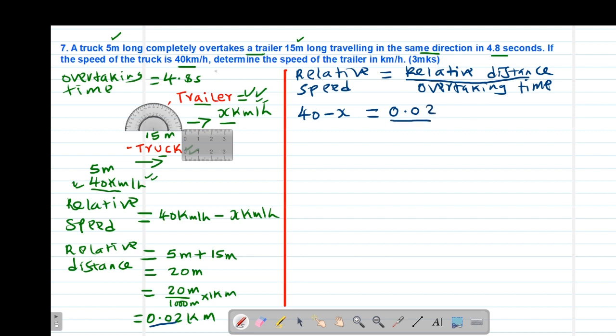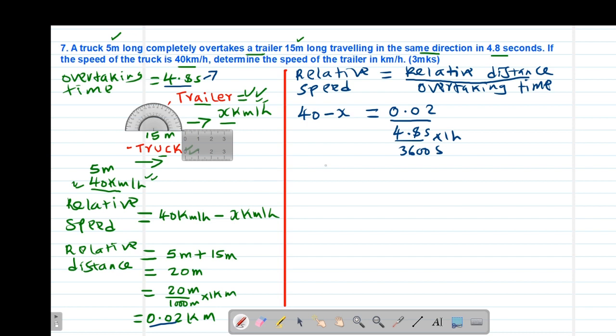overtaking time. I was told that it is taking 4.8 seconds, but because my speed is in kilometers per hour, then the distance is in kilometers, it means I have to convert the time from seconds into hours, because kilometers per hour will correspond with hours. So if I convert the 4.8 seconds into hours, it will simply be 4.8 seconds divided by 3,600 seconds multiplied by 1 hour.